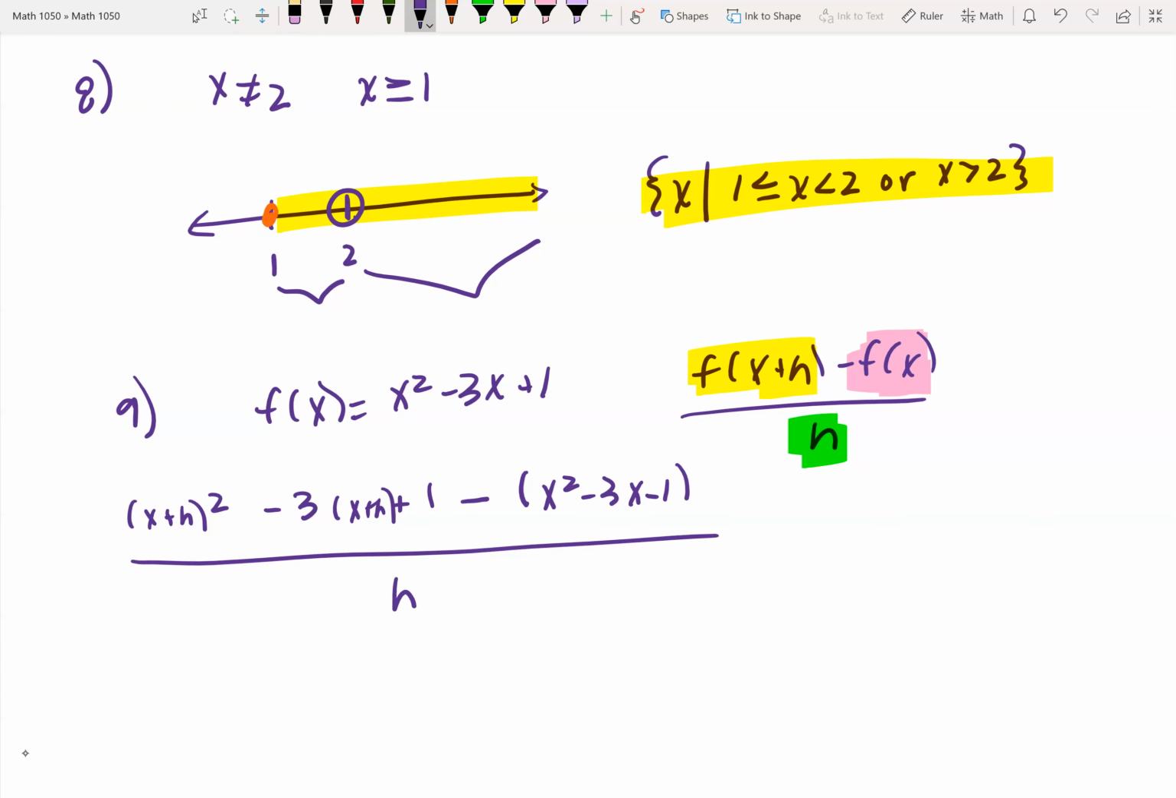Sometimes you'll see brackets here and there. It's totally not necessary. That doesn't do any good to put brackets there, so I never do. Okay, so that's your answer right here.